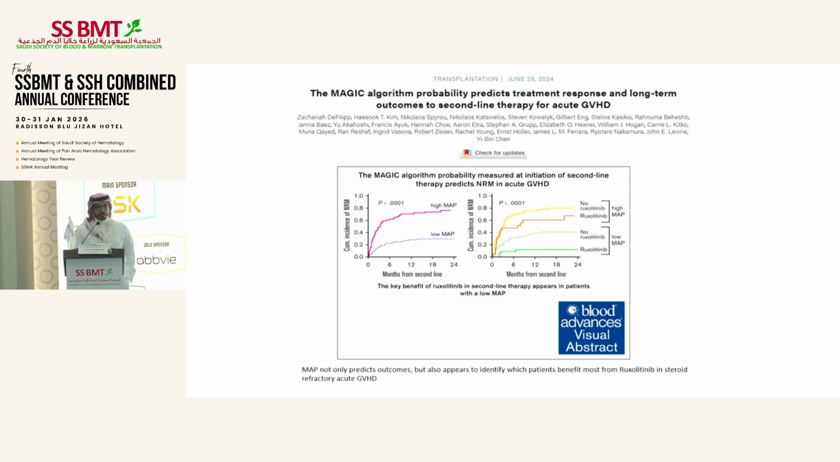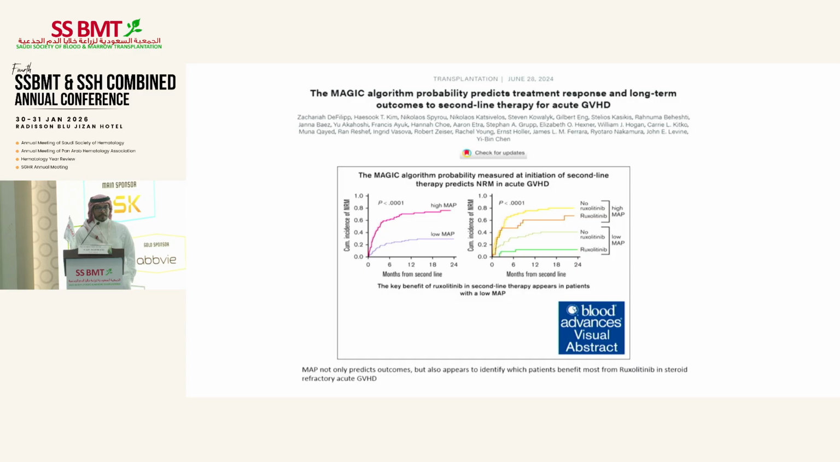This is another trial published about a year and a half ago in a transplantation journal: the MAGIC algorithm probability predicts treatment response and long-term outcomes to second-line therapy for acute GVHD. What's interesting here is that MAP not only predicts outcome, but also appears to identify which patients benefit most from ruxolitinib in steroid-refractory acute GVHD.